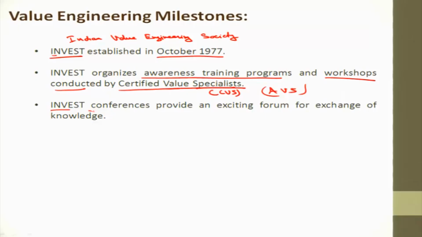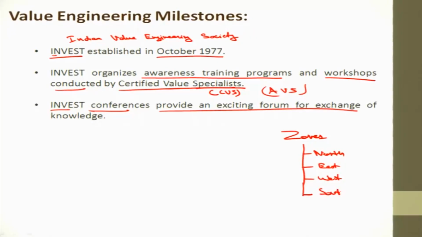Also, they conduct conferences and provide an exciting forum for the exchange of knowledge. So, INVEST serves Indian industry by dissemination of specialized knowledge to professionals who in turn help industry to improve their profitability through the technique of value engineering. It has various zones, namely north, east, west and south, and some prominent players like Tata and L&T are also involved with the INVEST society. Not the company specifically, but the MDs or CEOs or upper level management people are INVEST members, or they are invited to the conferences or the workshops to provide specialized lectures to the trainees there.